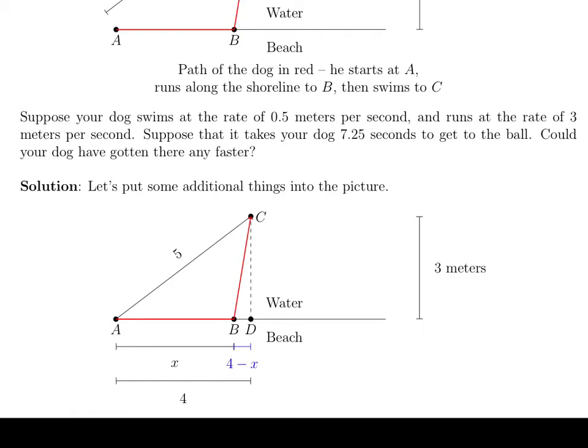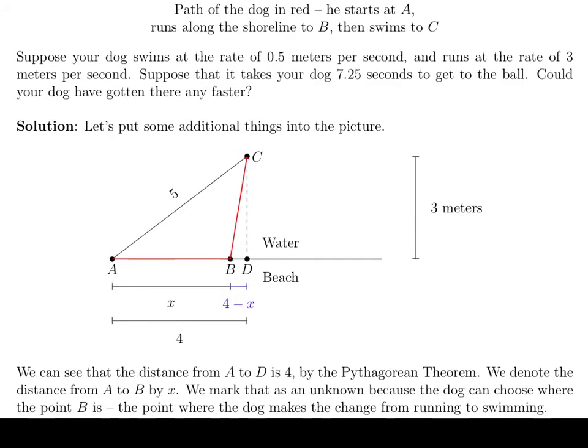Now the other key thing is that we're going to define X to be the distance between A and B. Now X is the distance that the dog is going to be running along the beach from point A to point B. We're going to try to figure out what is the best value of X to minimize the amount of time that it takes for the dog to go from point A to point B and then to point C. So we ought to be able to see that the distance from A to D is 4, and that's just using the Pythagorean theorem.